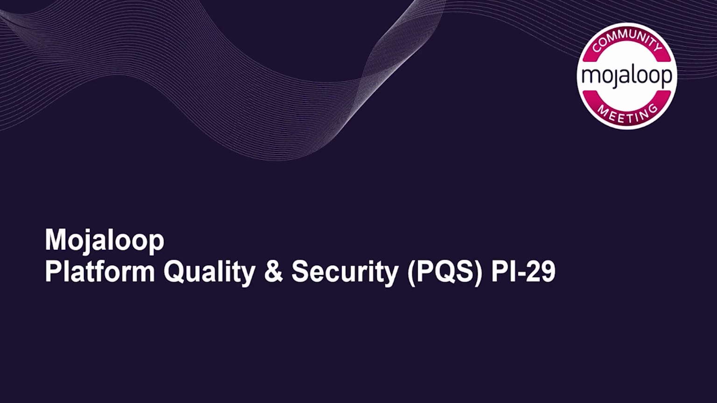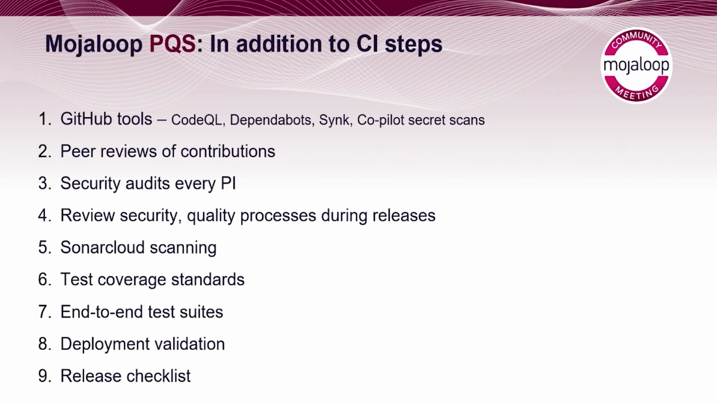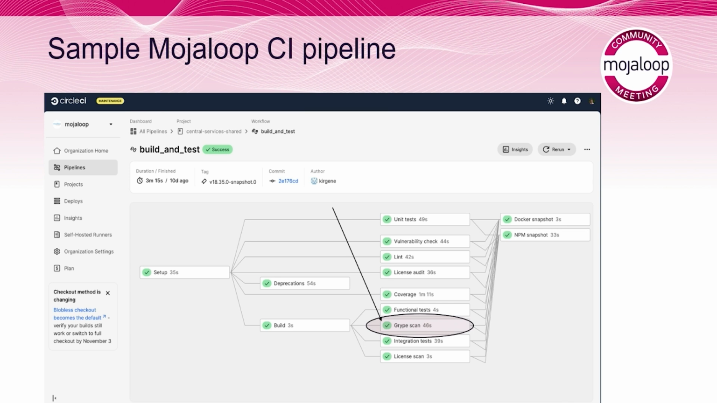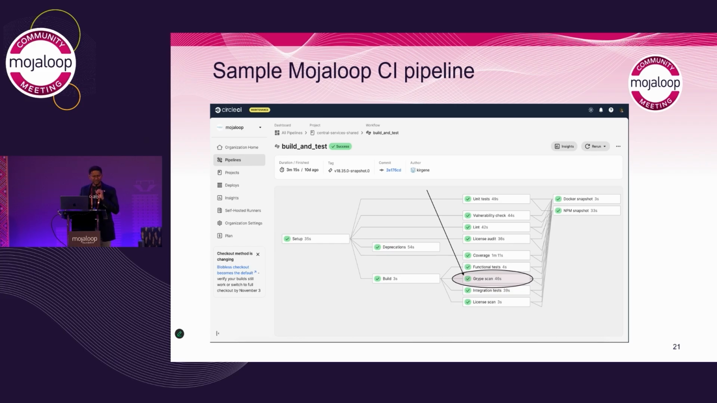I want to give a brief snapshot of what the CI cycle, the continuous integration pipeline, looks like, and wanted to highlight the Grype scan. I don't know if it's clear on the screen here, but there is a scan that we introduced recently. You can see there are about 14 steps in our CI process, each validating different aspects.